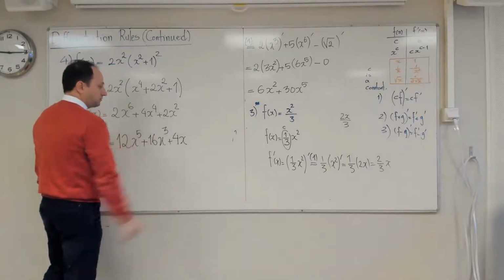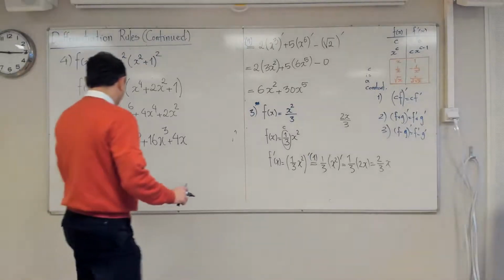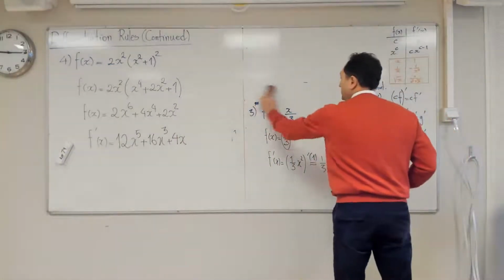4x. 4x. So this is the derivative. So you see, most part was not differentiation. Most part was simplification. So this is why I spend a lot of time on chapter 1. Okay. Now let me give you another example.